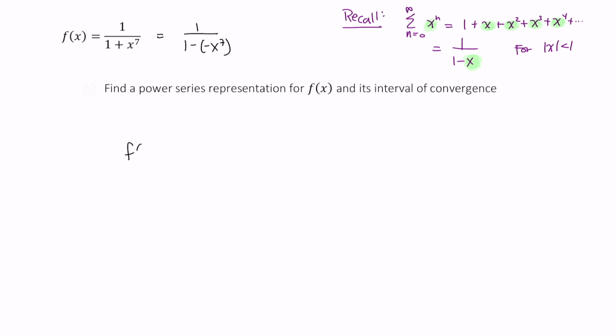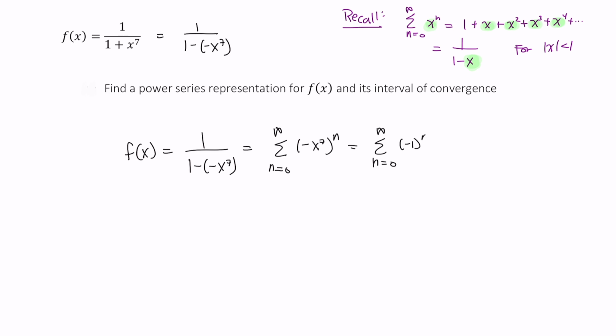All right, so my power series estimate for this is f of x is equal to 1 over 1 minus negative x to the 7th. So as a series, it's a sum from n equals 0 to infinity of negative x to the 7th to the nth power. Notice this here's my blob, and I put it in the blob spot there. So this is the sum from n equals 0 to infinity of negative 1 to the n times x to the 7th, to the nth power. And then so long as the absolute value of x to the 7th is less than 1, which implies the absolute value of x is less than 1, this series converges.